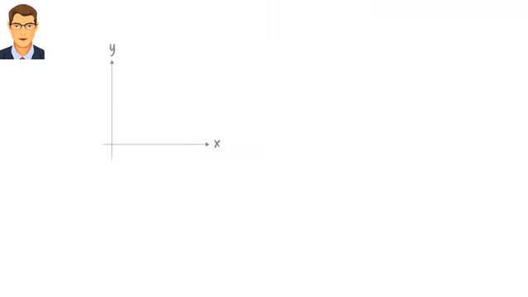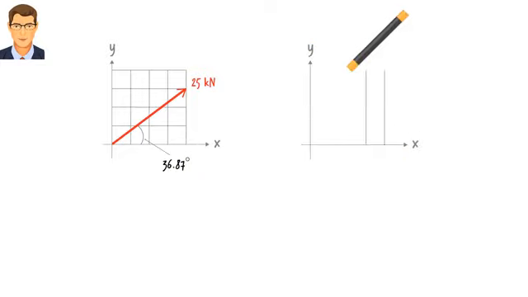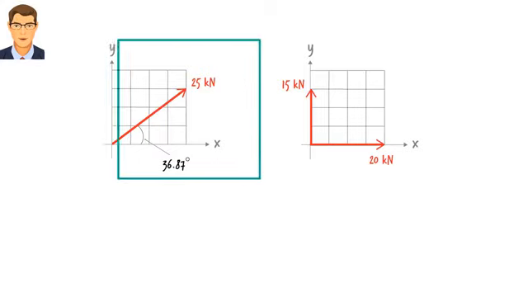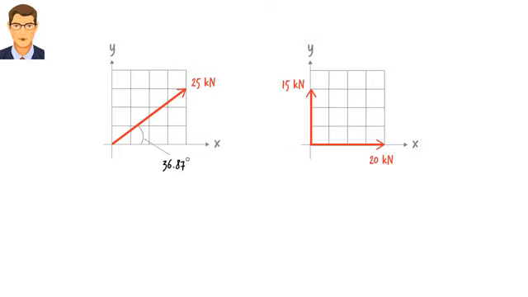Here is a force vector having a magnitude of 25 kilonewtons. The vector makes a 36.87-degree angle with the x-axis. Since the vector lies in an xy plane, it can be represented using a vector along the x-axis and a vector along the y-axis, like this. We often want to represent vectors in terms of their x and y components because it makes vector addition simpler. But how do we go from here to here? How do we determine the magnitude of these two component vectors?